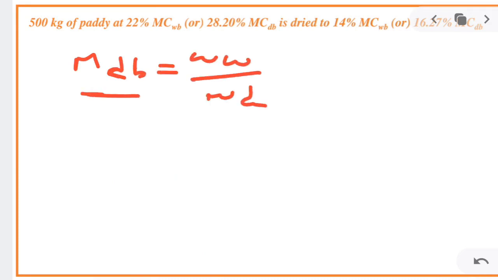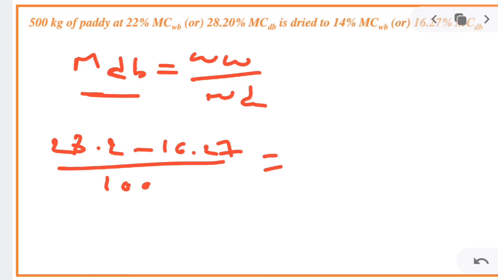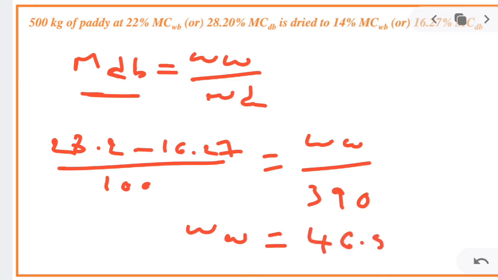If you want to calculate the amount of water removed when moisture is represented on dry basis, you can directly calculate the weight of water by calculating the difference between the initial and final moisture content. We know that moisture content on dry basis is equal to weight of water by weight of dry solids. Here we want to calculate the amount of water removed, so that is the difference between initial and final moisture content. So 28.2 minus 16.27, divided by 100 to convert into decimals, by weight of water by weight of dry solids. So you can directly calculate the weight of water. That will come the same as the amount of water removed when it is represented as moisture content on wet basis, that is 46.51 kg.